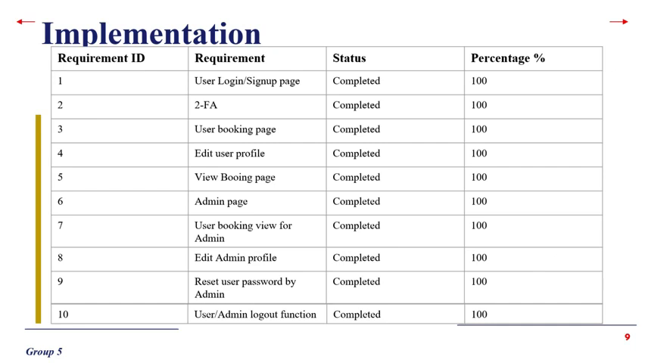The implementations that we successfully completed are user login, two-factor authentication, user booking page, edit user profile, view booking page, admin page, user booking view for admin, edit admin's profile, reset user password by admin, and admin logout function. Now we shall proceed with a demonstration of the Stay Ireland web application.